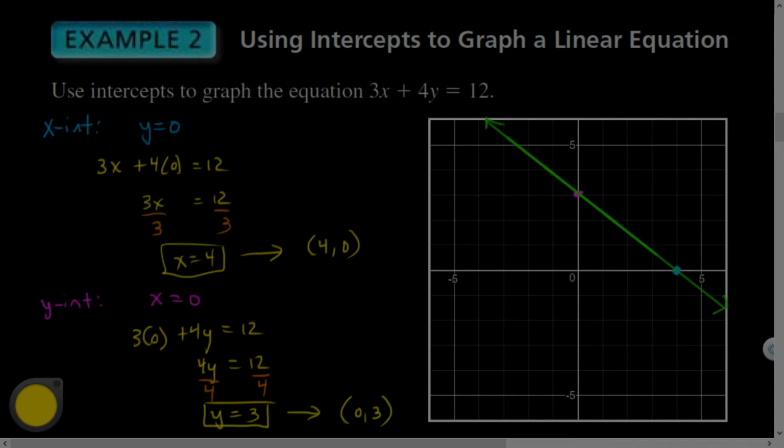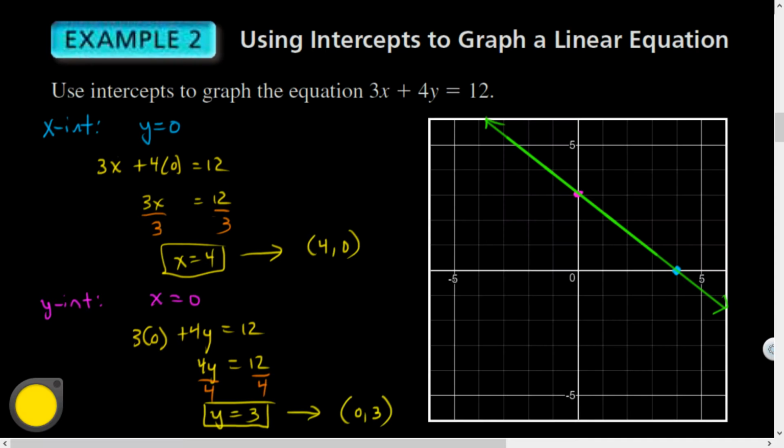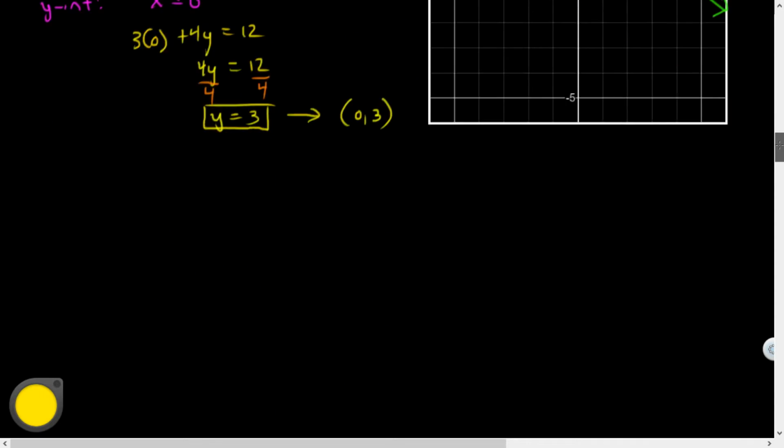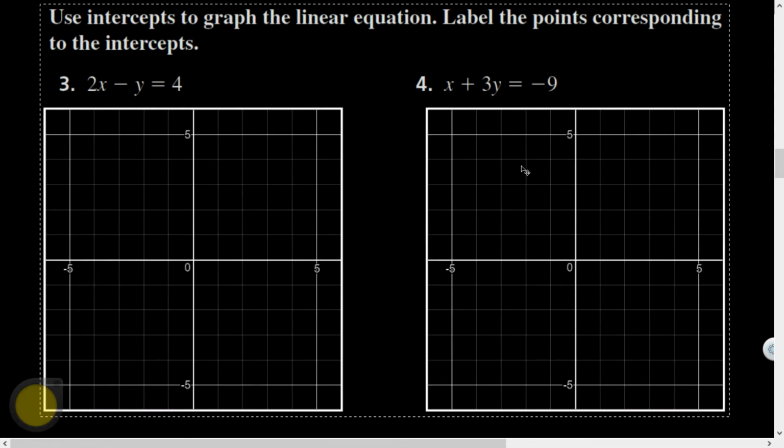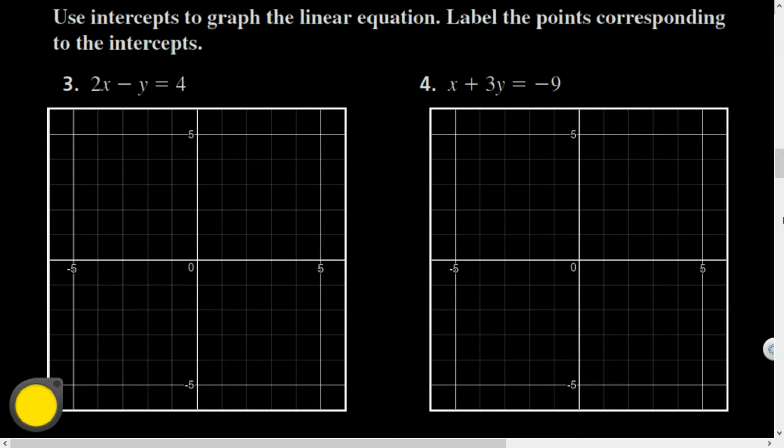Let's have you guys try monitoring progress questions 3 and 4. I think I gave those to you. So you want to find the x and the y-intercepts. Hopefully I gave you more space than I gave myself.